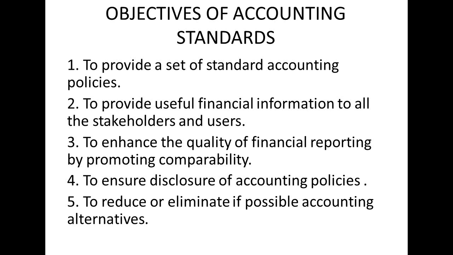And then, to reduce or eliminate the possible accounting alternatives. ICAI, at the time of creating the accounting standard itself, created some alternative policies: policy A, policy B, and policy C. Like that, they used to create some alternative accounting policies. So based on the company's need or requirement, the company can follow any alternative among them, but they should mention in their financial statement what policies they have adopted.